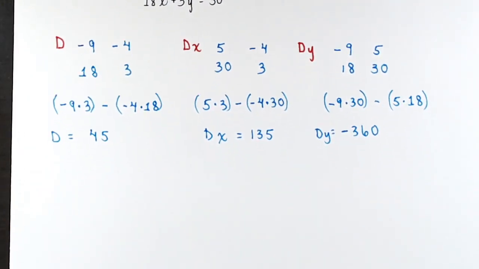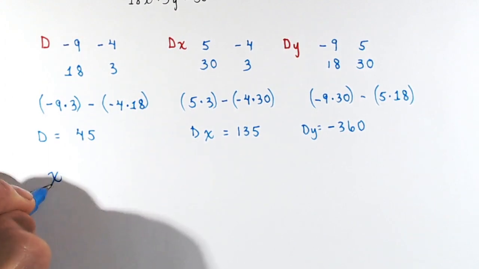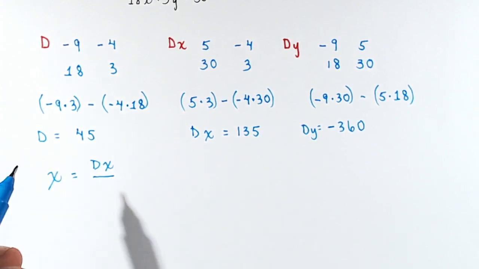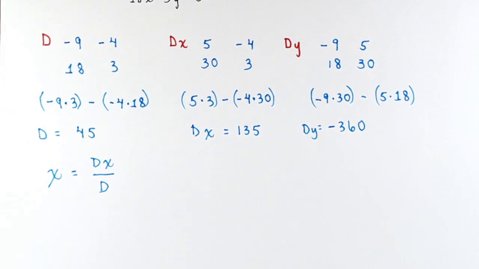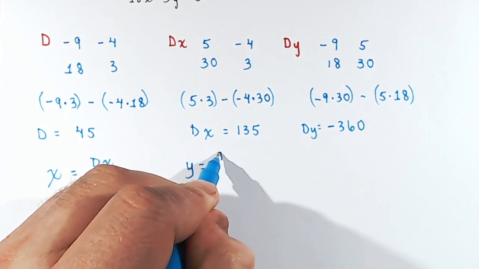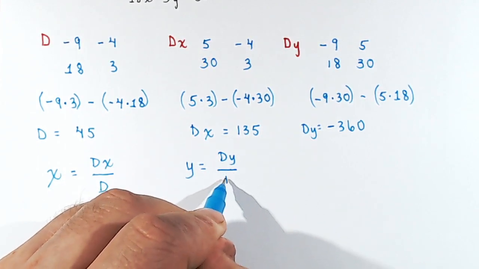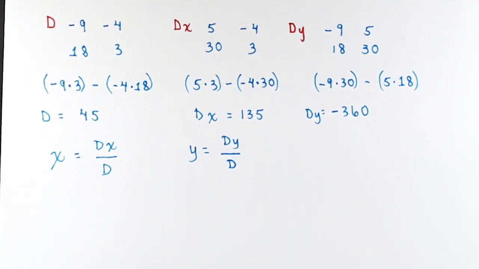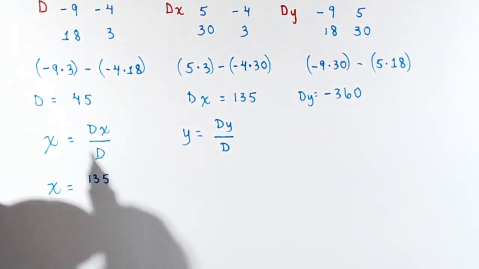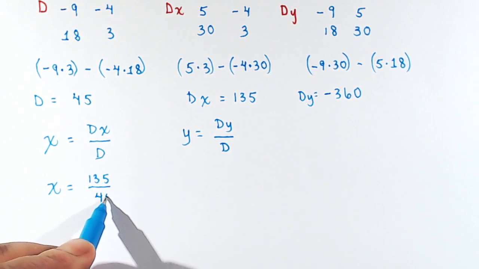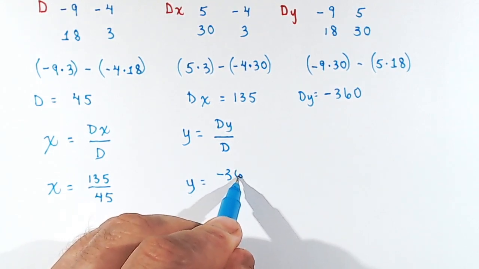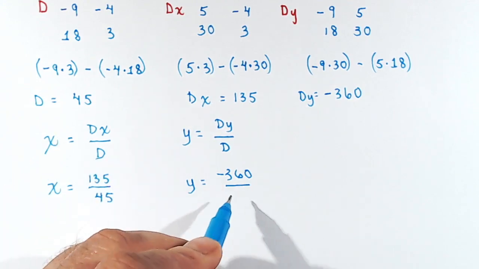Now to find out what x and y are, we just divide. X is equal to the determinant x divided by the determinant D. To get y, we just take the determinant of y divided by determinant D. So x is equal to 135 divided by 45, and y is equal to negative 360 divided by 45.